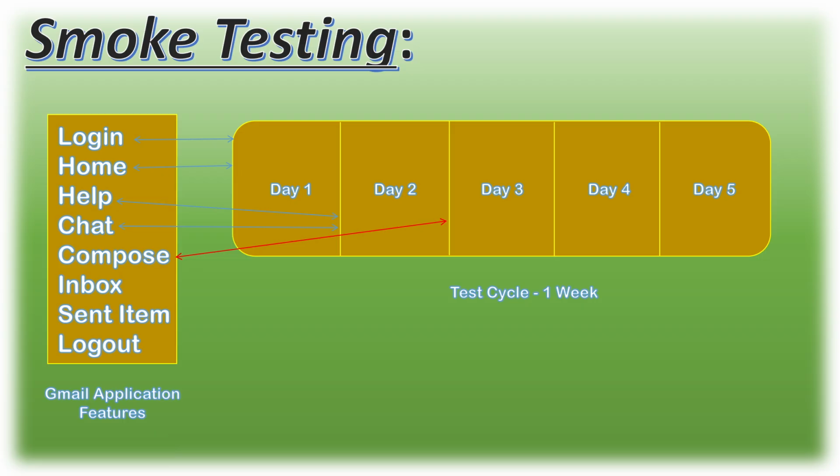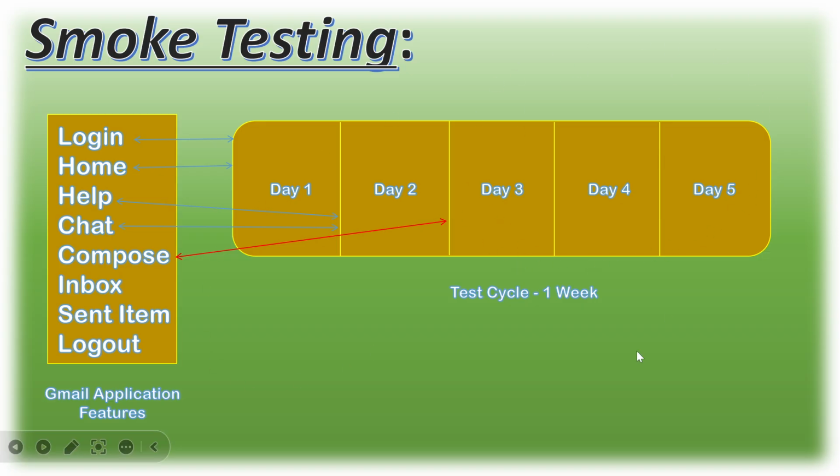Because all these are integrated. Compose, inbox, sent item, all these are integrated. At this sprint, you can see there are only two or 3 days left. So the development team will be under pressure because they will not have enough time to fix the bug. Again, it will be time consuming, right? And in that case, the test engineer will not have any work to do. That means the test engineer will sit idle.